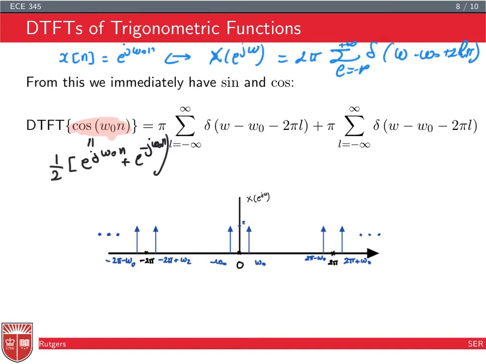So this part here corresponding to e^(j omega 0 n), which is the one we just did, is going to give you these pulses at omega 0. Also here should be omega 0. That's a typo, I will fix it later.